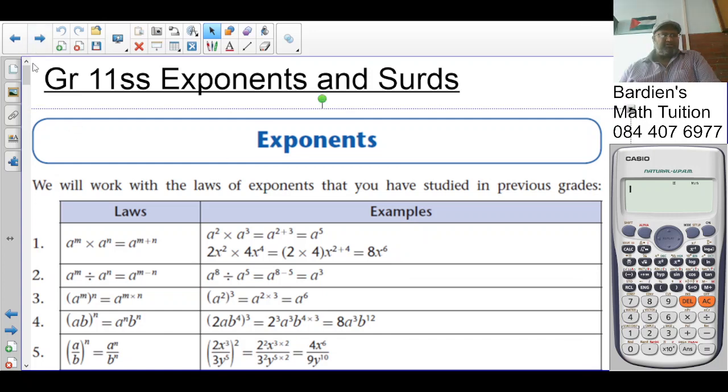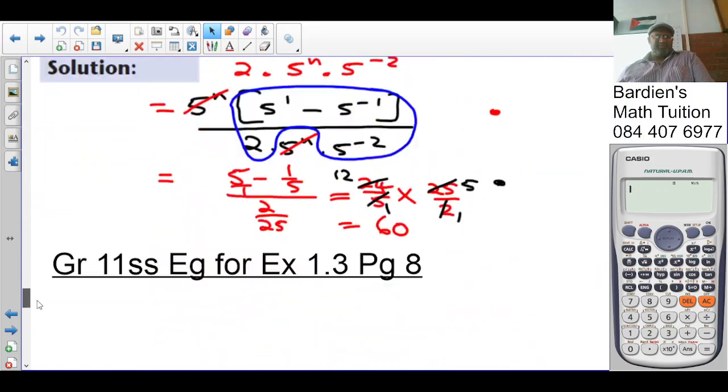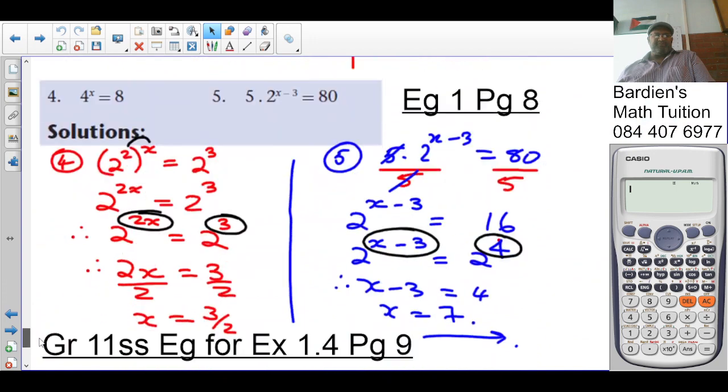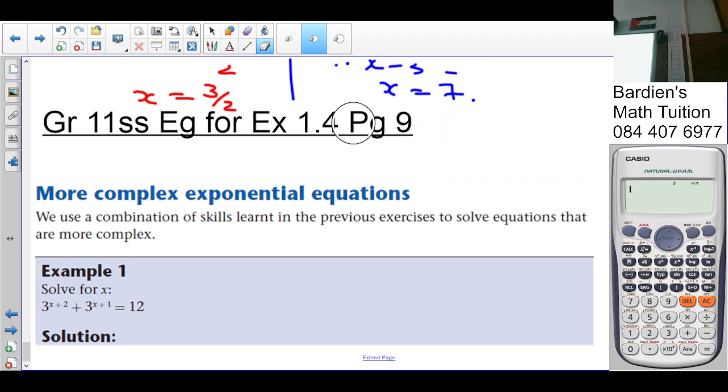Okay, good morning class. At this point we're still looking at exponents and surds. Yesterday I gave you homework on your exponential equations. So today we're going to look at more complex exponential equations. Okay.